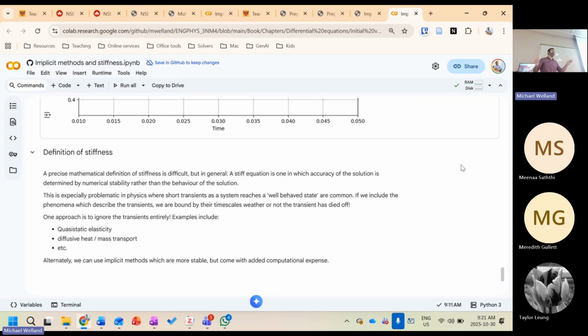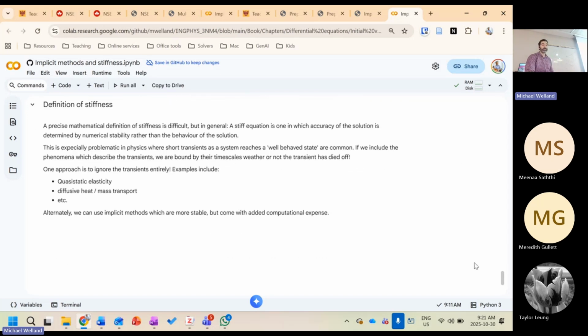Technically, elasticity is actually a wave equation, right? Sound waves. That's how sound works. But we just ignore that part. We just cut it off. We just make it quasi-static. You could do that for steady state with diffusive equations too. Or you could throw implicit methods, which are more stable, but they cost a bit more. We'll pick it up from here tomorrow.